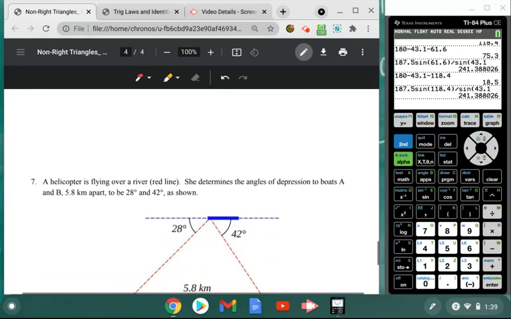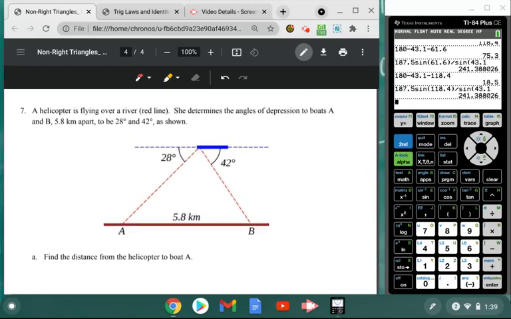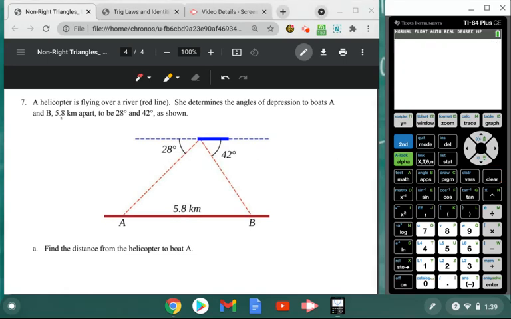Let's go ahead and go on to the application here. So in this application, we are first looking for the distance from the helicopter to boat A. Let me clear my work here. As we're looking for this, we've got the red line, which is the river. So this is my river. We've got the helicopter here, which I don't know how to draw a helicopter, so I'm going to write H. And these are our boats. Boat and boat. To find the distance from the helicopter to boat A, we want to find this value right here.